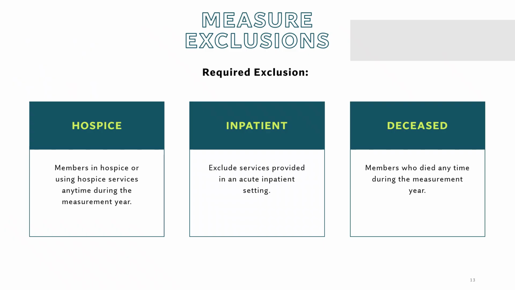COA measure exclusions. These are required exclusions if you are trying to exclude a particular patient from this measure. Members that are in hospice or using hospice services anytime during the measurement year can be excluded. If the patient is in any inpatient setting, SNF, rehab, or hospital, then these services are excluded if it's within an acute inpatient setting. And of course, any member who died anytime during the measurement year is also excluded.